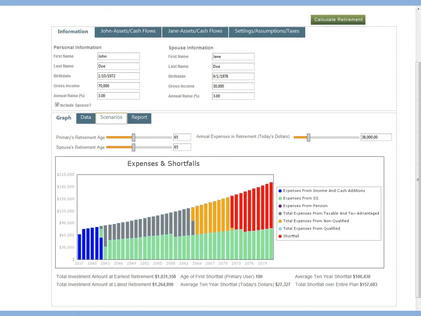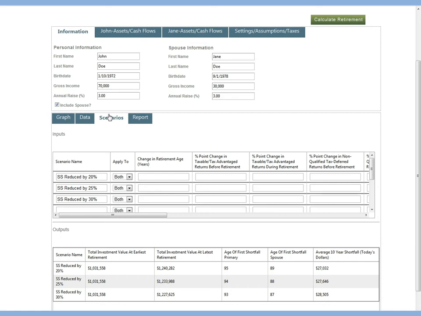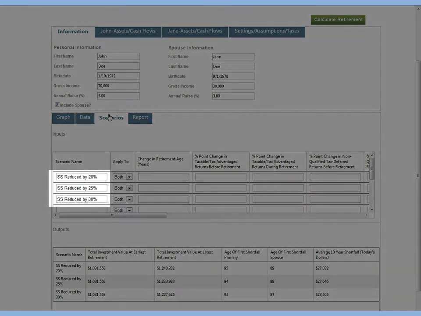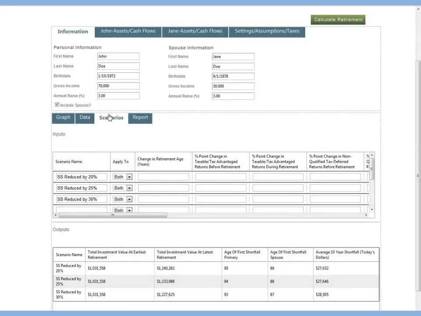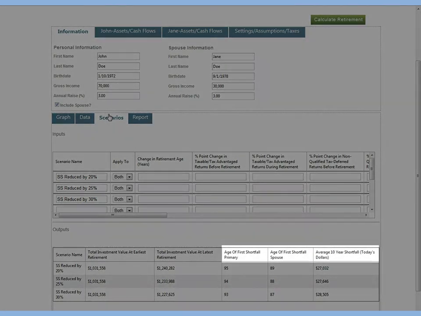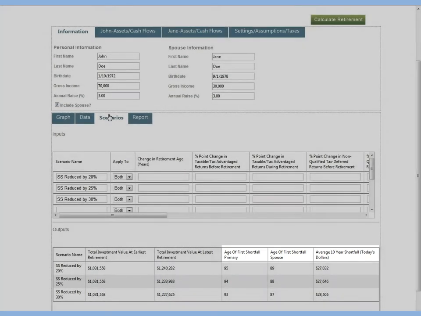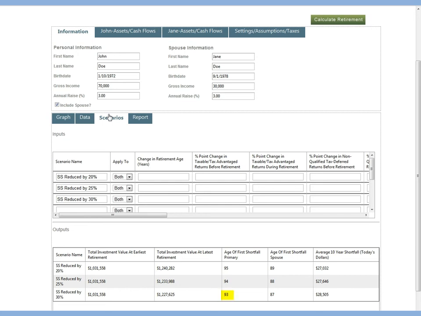Using the software scenario capabilities, we can see exactly what happens. I've set up 3 scenarios where Social Security falls by 20%, 25%, and 30% for both John and Jane. We can see how this impacts when their money runs out and what the average shortfall is. Under the most pessimistic scenario, John will be 93 when funds run out in retirement, and Jane will be 87.